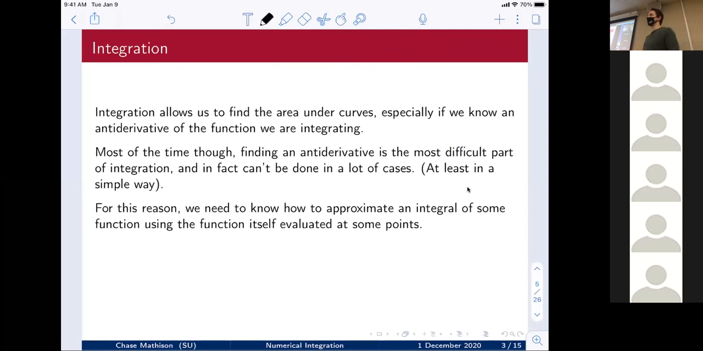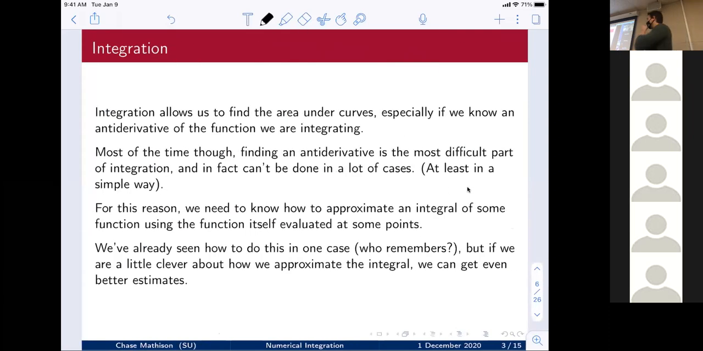Integrals are really important. We're not just taking integrals of random functions. In real life, integration gets you from acceleration to velocity to position, right? So it's an important thing that we need to be able to do. Most of the time, we can't do it exactly. So today we're going to learn how to find an integral approximately using the function that we're integrating on its own, okay?